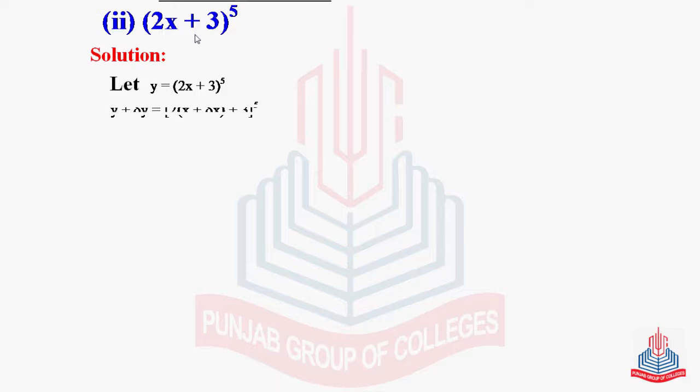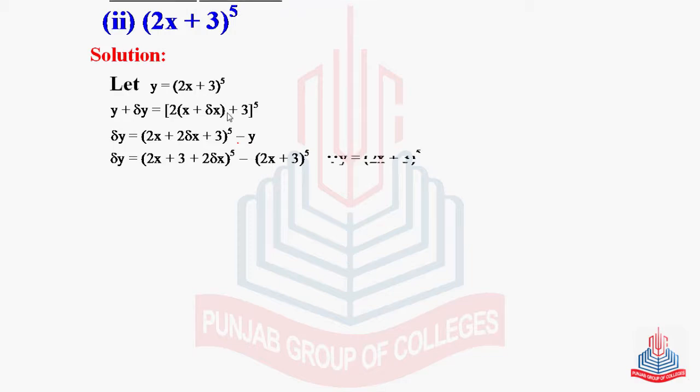Similarly, y plus delta y, and on the right hand side that will become 2 into (x plus delta x) plus 3 raised to the power 5. X will be replaced by x plus delta x, and delta y is equal to 2x plus 2 delta x plus 3 minus y. Just multiply 2 with this x and delta x, putting the value of y, as y was (2x plus 3) raised to the power 5, and again rewrite this thing. The term containing delta x will be written separately on one side, and the remaining thing will be 2x plus 3.